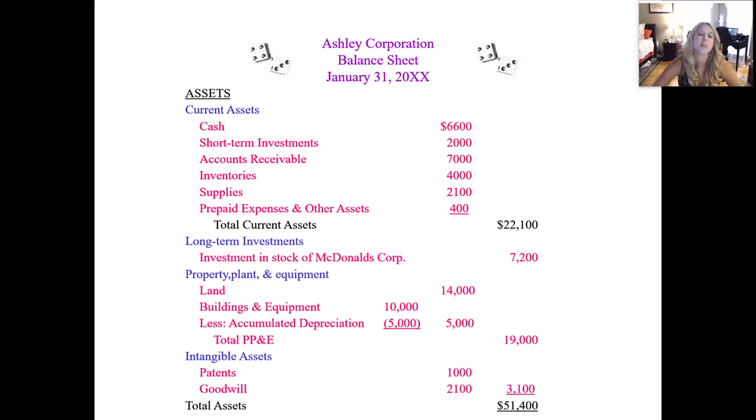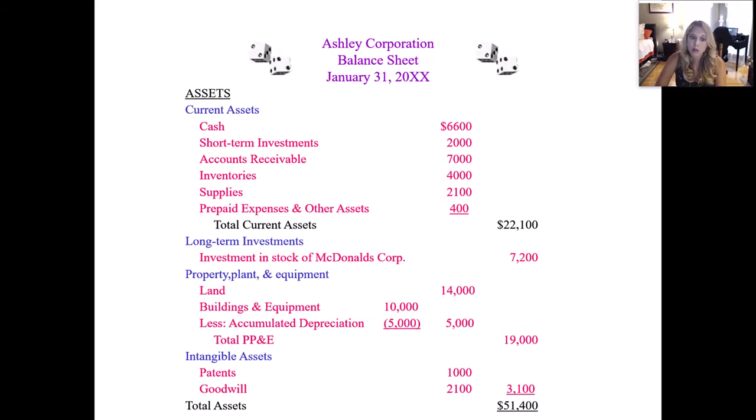Next, I will list some of my longer-term assets. I can have long-term investments, such as an investment in the stock of another company. So I have that there, $7,200. I also have property, plant, and equipment. So I have some land valued at $14,000. I have buildings and equipment valued at $10,000 minus what is depreciated on that, which is $5,000. So the book value of that building and equipment would be $5,000. We'll get into that in another lecture as well. So my total PP&E, that's an abbreviation for property, plant, and equipment, $14,000 plus $5,000 will give you $19,000.